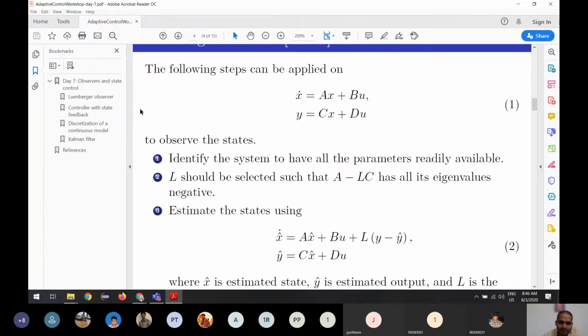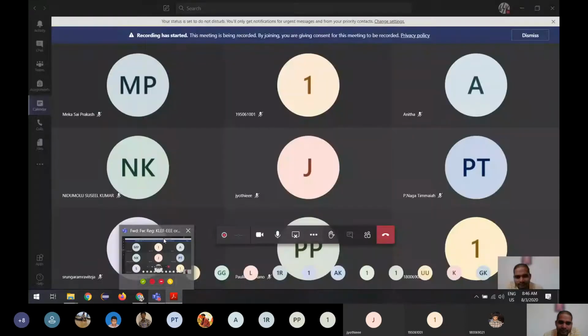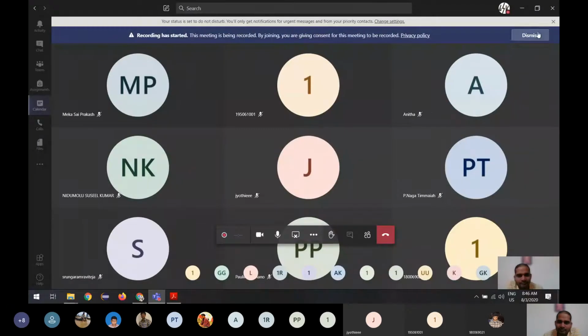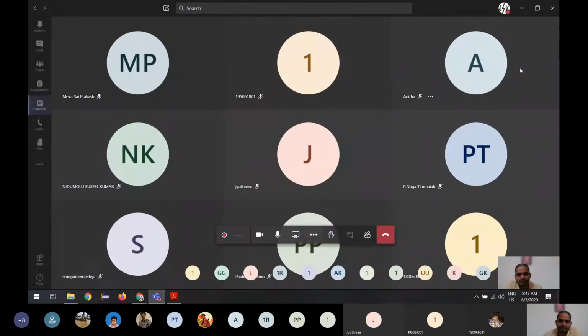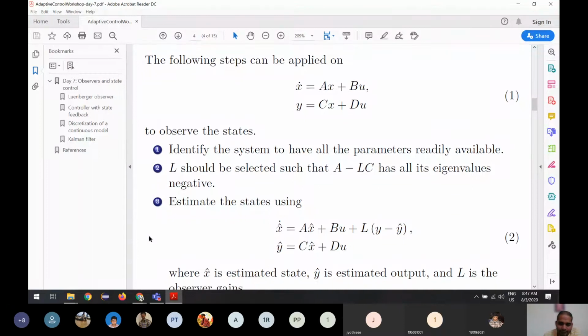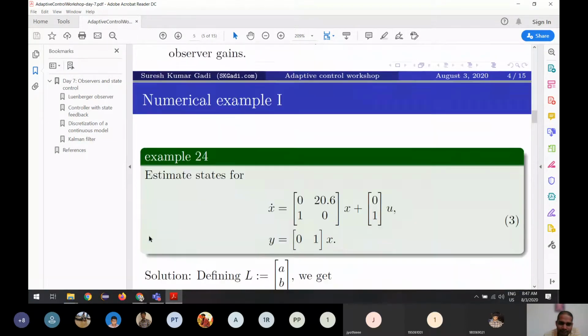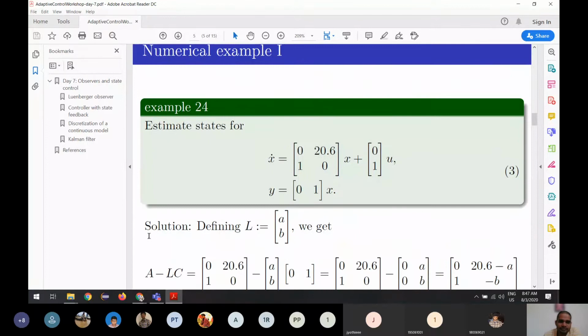Next, we will proceed with one example, one numerical example, and try to solve it. Okay. So if you don't have any doubts, let's go to the example. So the example says estimate states for this system. What does the system say?